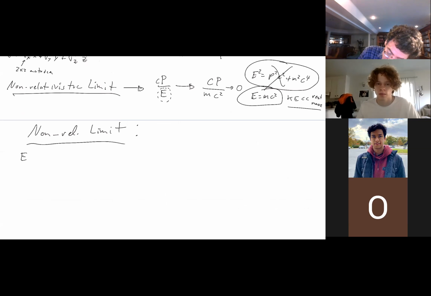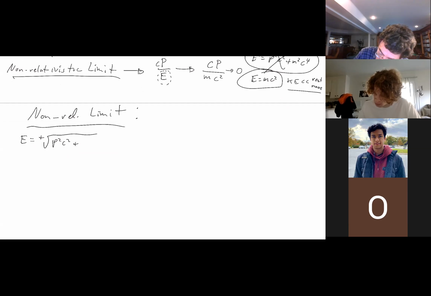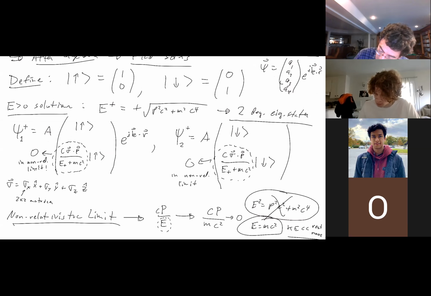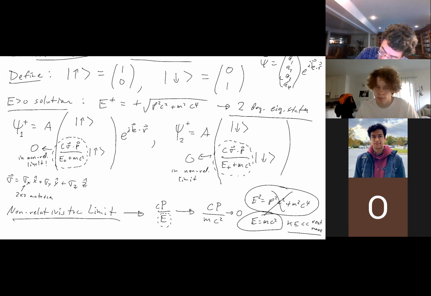E is equal to the positive square root of p squared c squared plus m squared c to the fourth. Then psi 1 for that positive energy solution will be that spin up. Spin up is 1, 0, right? That's what this guy is.